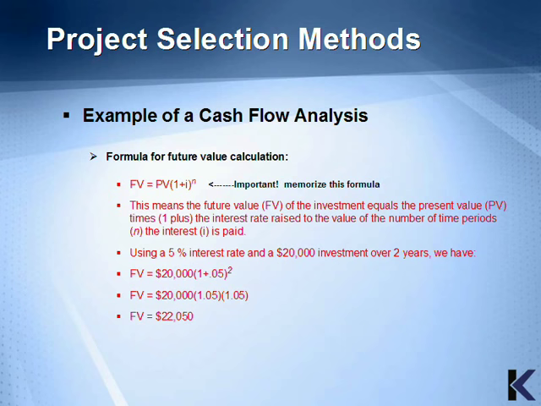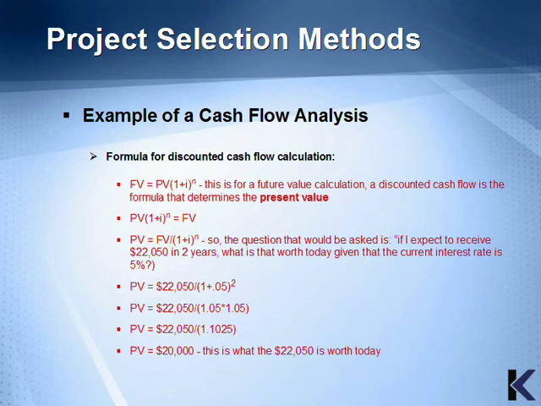interest will be paid. So using a 5% interest rate and a $20,000 investment over 2 years, we have future value equal to $20,000 times 1 plus 0.05 raised to the second power. The end result, future value equals $22,050.